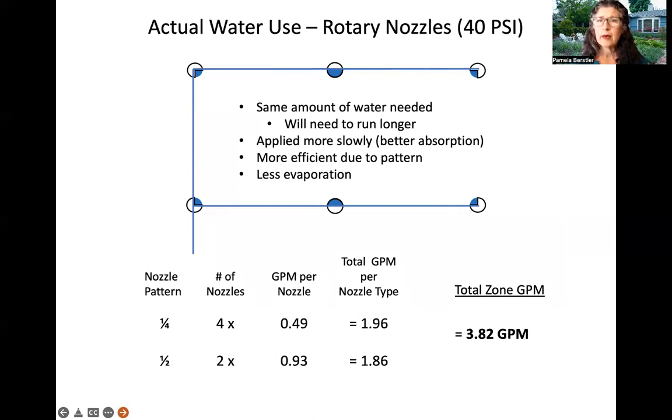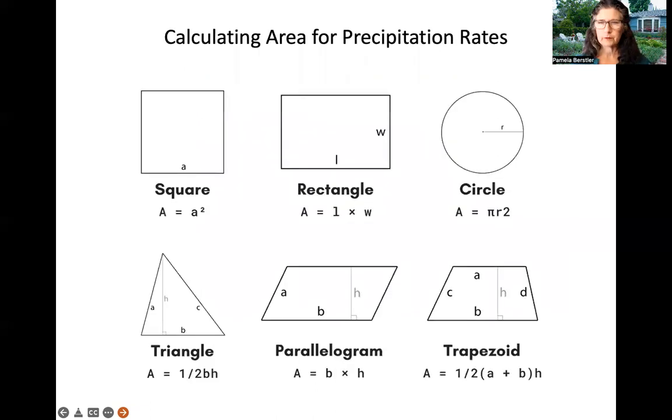So again, same amount of water is needed, but what it means is we'll actually need to run it longer, and it will be applied more efficiently. So it gets applied more slowly, which means that the soil can absorb it better. And due to its pattern, we don't lose as much to evaporation. So it is an improvement on the conventional spray.